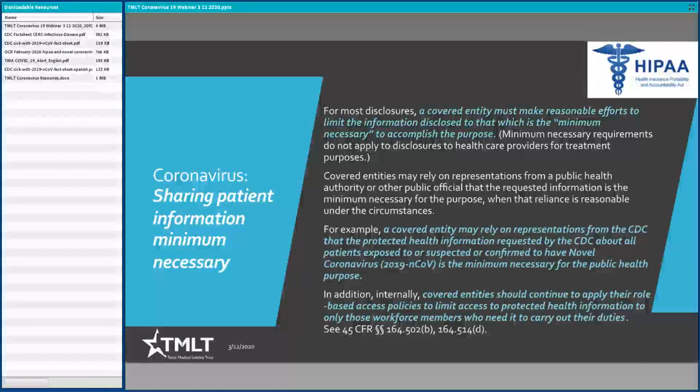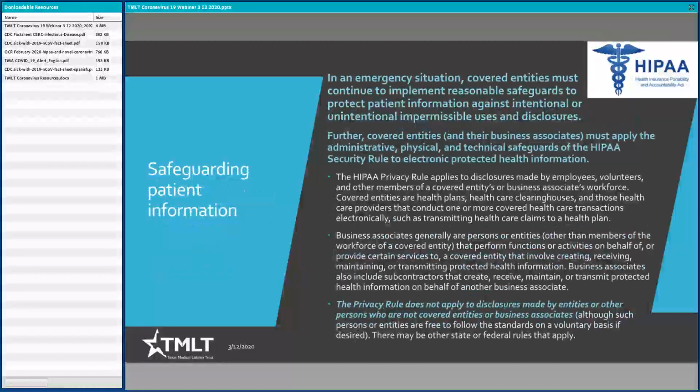For example, a covered entity may rely on representations from the CDC that the protected health information requested by the CDC about all patients exposed to or suspected or confirmed to have coronavirus 19 is the minimum necessary for the public health purpose. In other words, you don't need to provide all their past medical history, only specifically related to the question being asked.